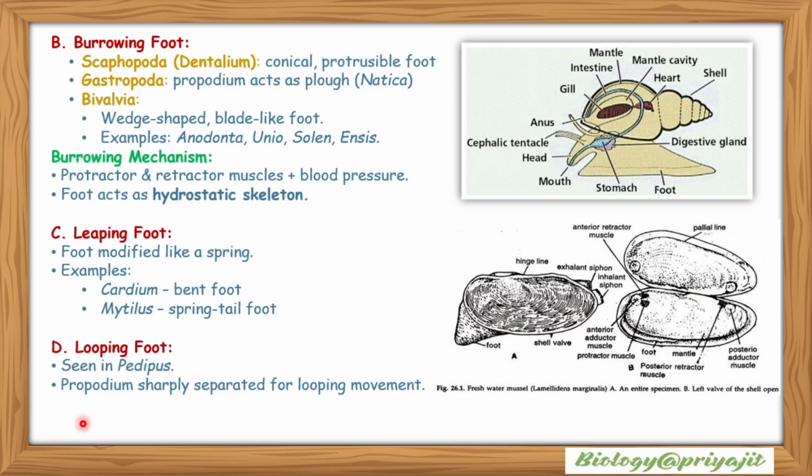Looping foot, it is seen in Pedipes. The propodium is sharply separated for looping movement. So this is the mechanism of movement or walking found in freshwater mussels such as Lamellidens marginalis.